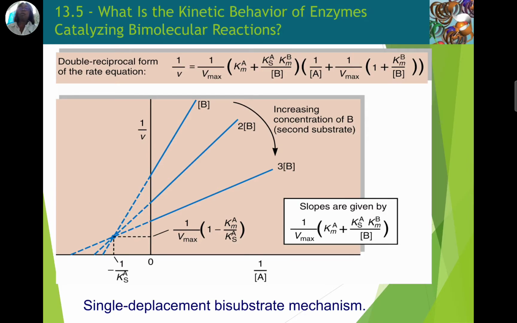So when we talk about catalyzing the bimolecular reactions, what do the kinetics look like? Well, in a single displacement bisubstrate mechanism, notice that as we increase the concentration of the second substrate, we get a change in the slope. Think about why that is. Pause, write down what you think, and check out your notes afterwards. So point to note, increasing the concentration causes this change.